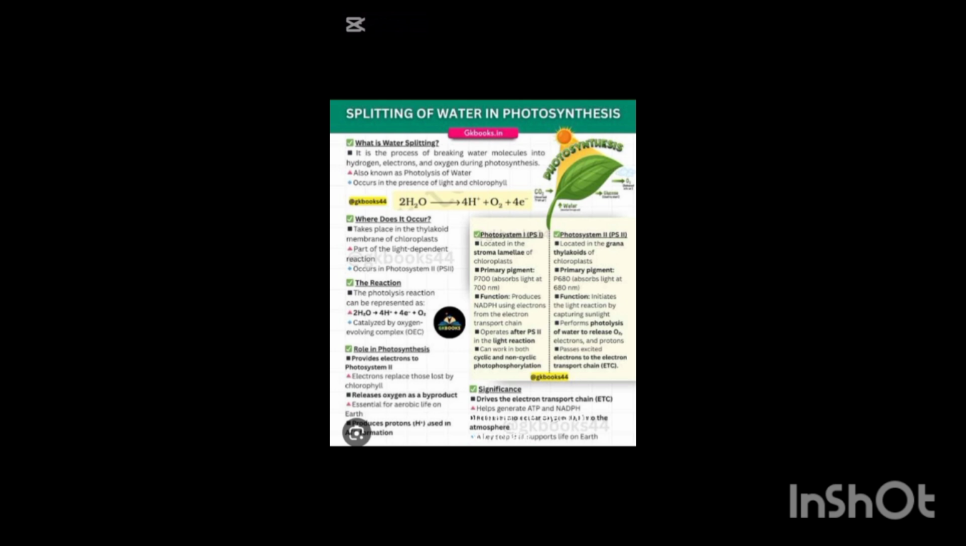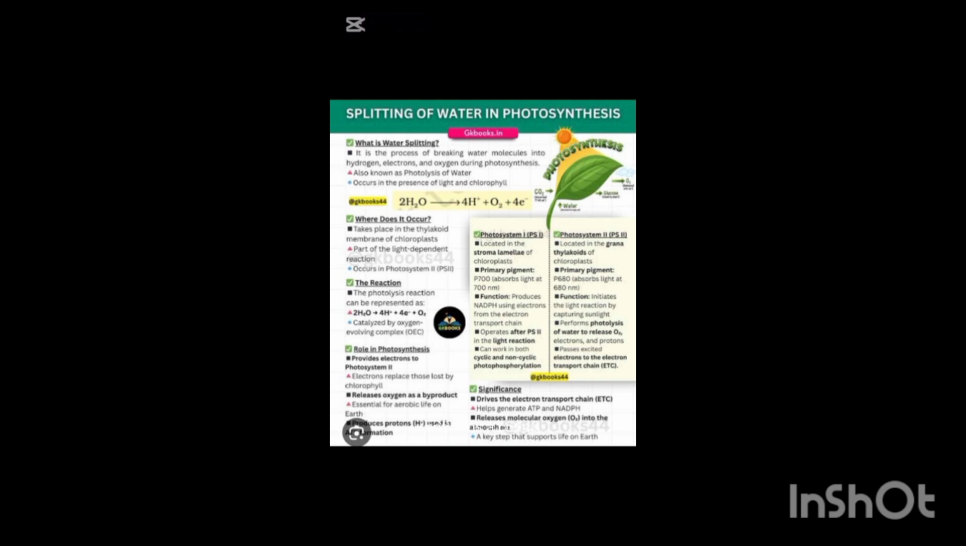Replenished chlorophyll continues the electron transport chain. The protons build up a proton gradient to generate ATP, and then oxygen is released as a byproduct into the atmosphere, essential for aerobic life.